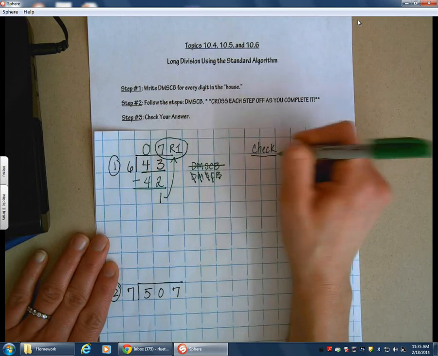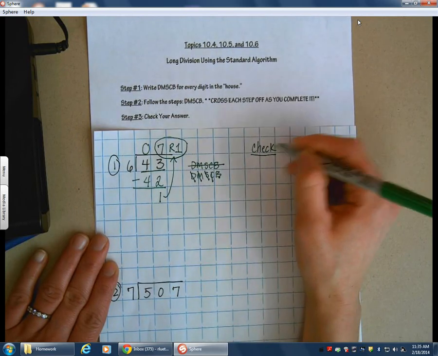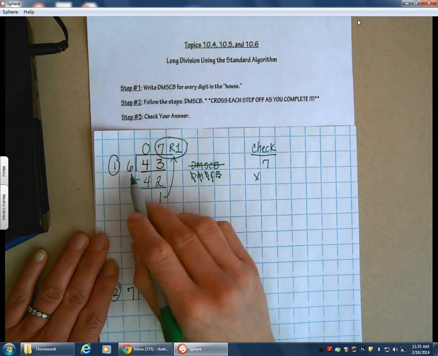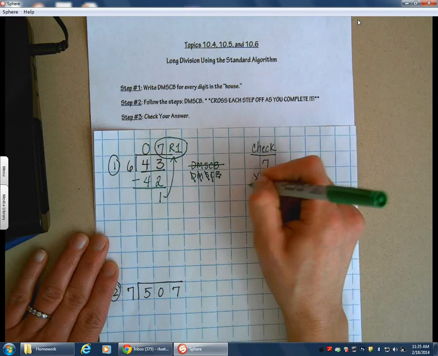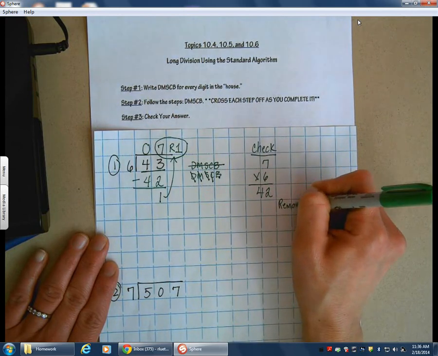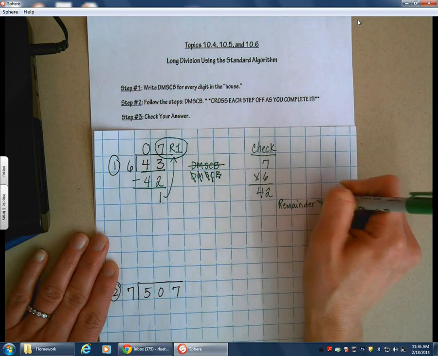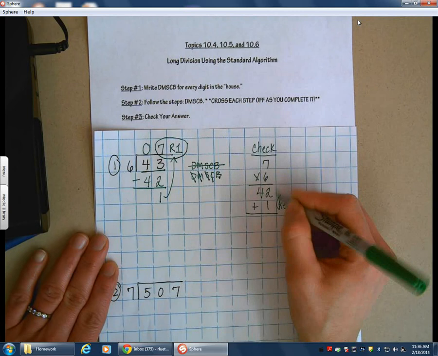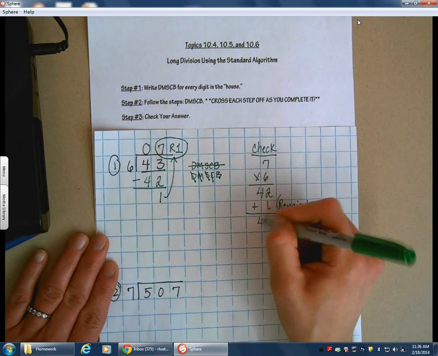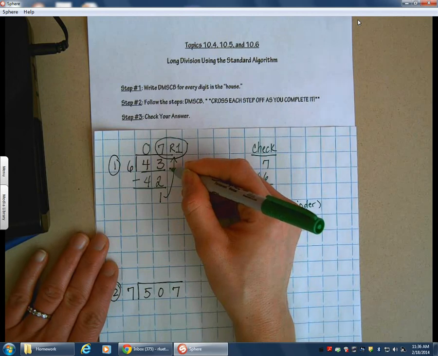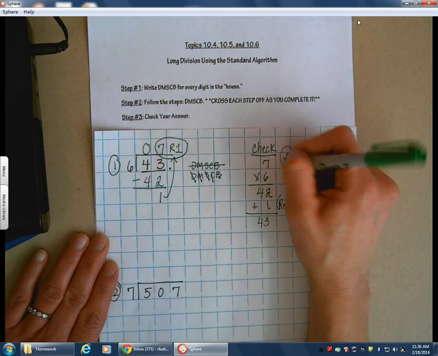Now I'm going to check that answer. I check with multiplication, so I take my quotient, 7, times my divisor, 6. That gives me 42, but I had a remainder. Please make sure you don't forget to add that remainder to your multiplication problem. 42 plus my remainder of 1 is 43. This is the digit I had in the house. This is my dividend. So check, I have the right answer.